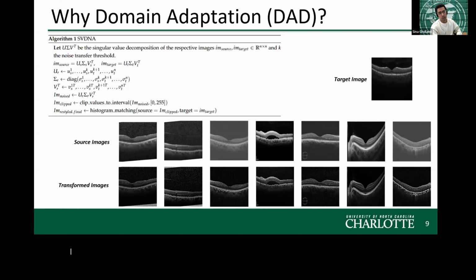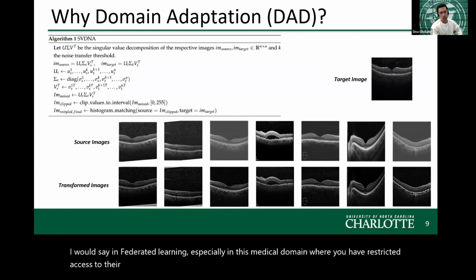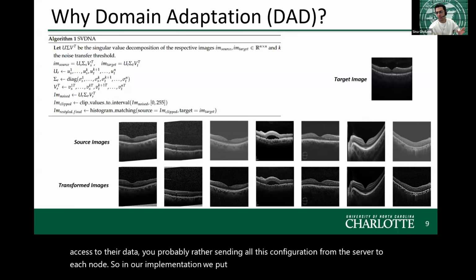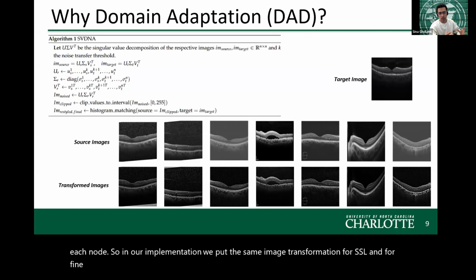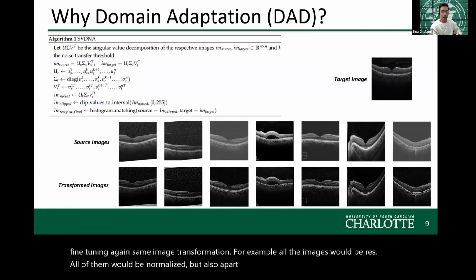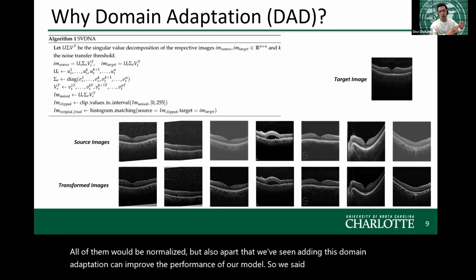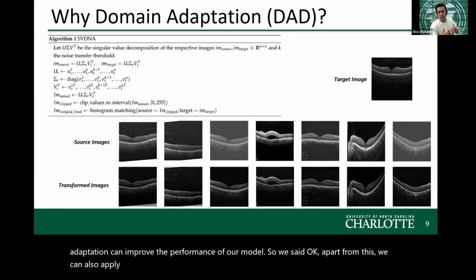I would say in federated learning, especially in this medical domain where you have restricted access to the data, you would rather send all this configuration from the server to each node. So in our implementation, we use the same image transformation for SSL, and for fine tuning, again, the same image transformation. For example, all the images would be resized, all of them would be normalized. But apart from that, we've seen adding domain adaptation can improve the performance of our model. So we said, okay, apart from this, we can also apply domain adaptation, and the configuration once again can be sent from the server to each of these nodes.